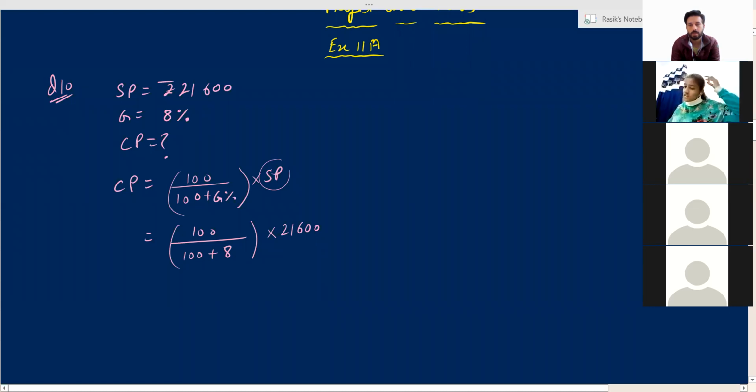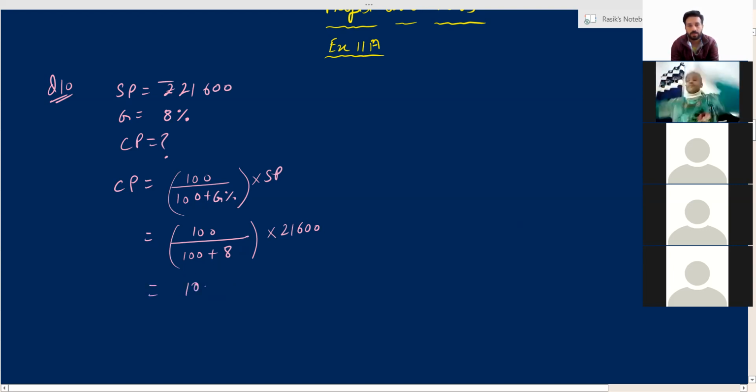Sir, I have done one thing different. By mistake, I have done 100 into CP. I haven't written 100 upon 100 plus gain percent into CP. CP is not given, so we have to find SP in that. Beta, SP is given, so you will use this formula, CP, which I have written on the board. Okay, sir. Sanya, it is correct. It is the same thing.